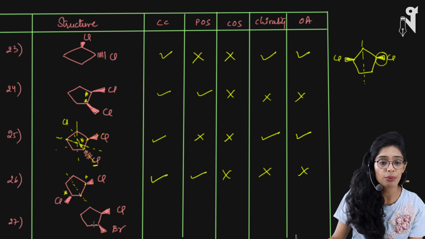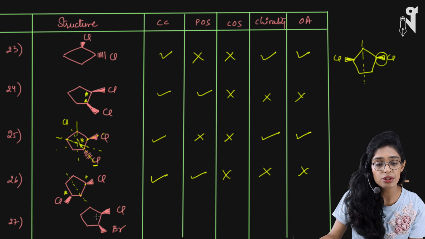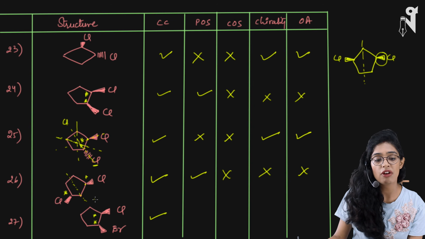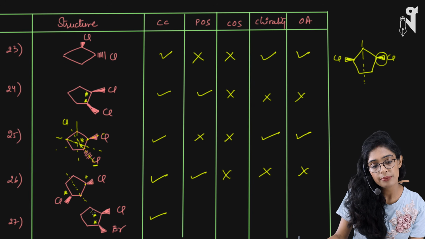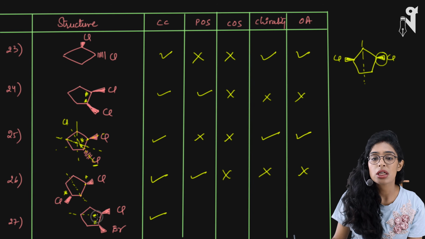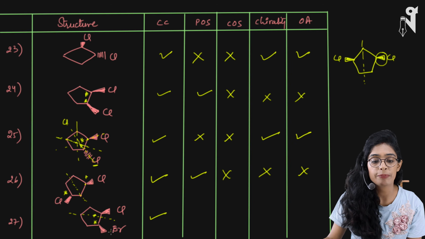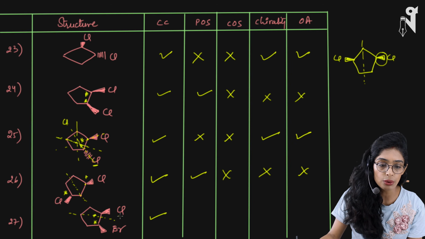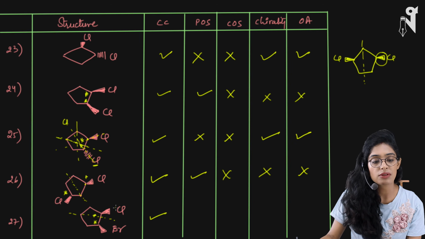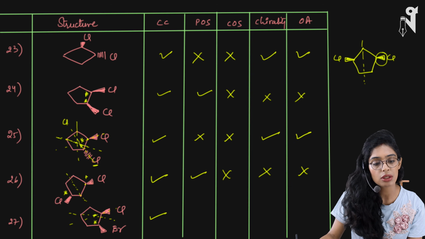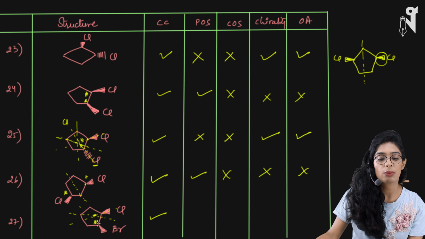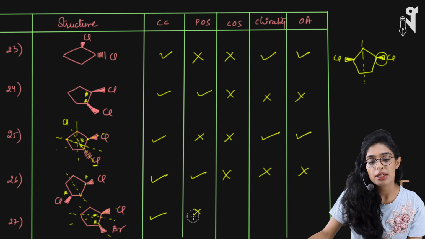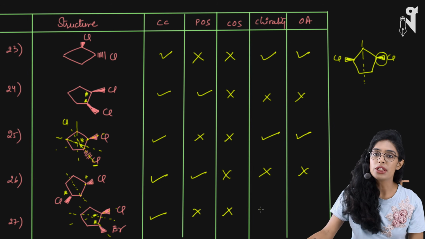Let's talk about the 27th one. We have chlorine and bromine in two different positions. Yes, we have a chiral center. Do we have POS? No, we don't have POS, because if I cut it from here, it will not give me two equal halves. If I cut it through chlorine, it will not give me two equal halves. If I cut it through bromine, it will not give me two equal halves. So no POS, no COS. Chirality, yes. Optical activity, yes.